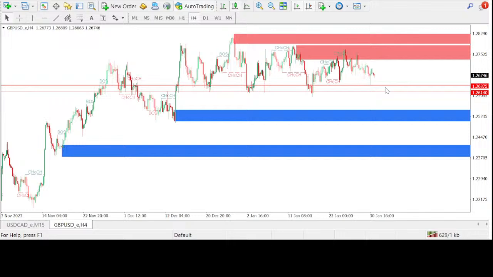If the price can move down and touch this line, 1.26375, 1.26140, if the price can go down and touch somewhere between this zone, this should give us the best place to look for a buy from. So we'll just be waiting to see what happens. If the price can move down and touch that zone, this will be the ideal place to consider looking for a buy from.